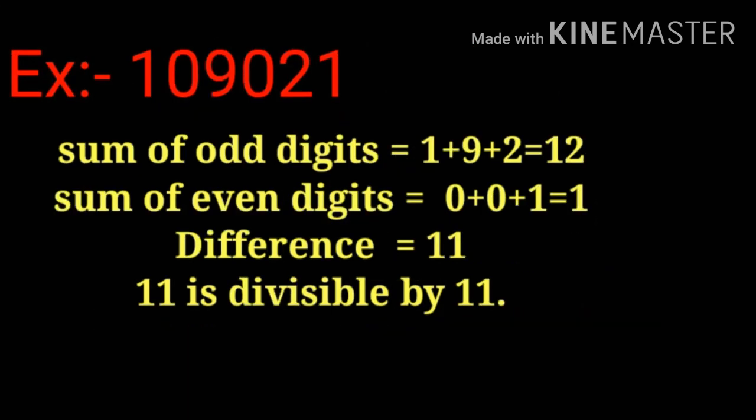Let us take one more example which is divisible by 11. The given example is 109021. Odd digits are 1, 9, 2. Even digits are 0, 0, 1. Sum of odd digits is 12. Sum of even digits is 1. Difference between the sum of odd digits and the sum of even digits is 11. 11 is divisible by 11.